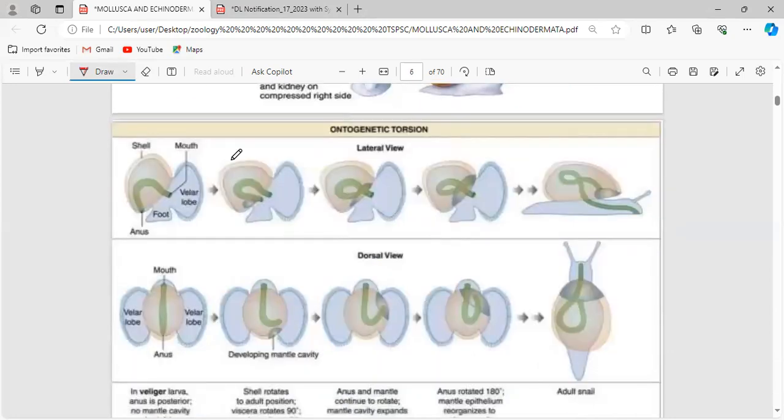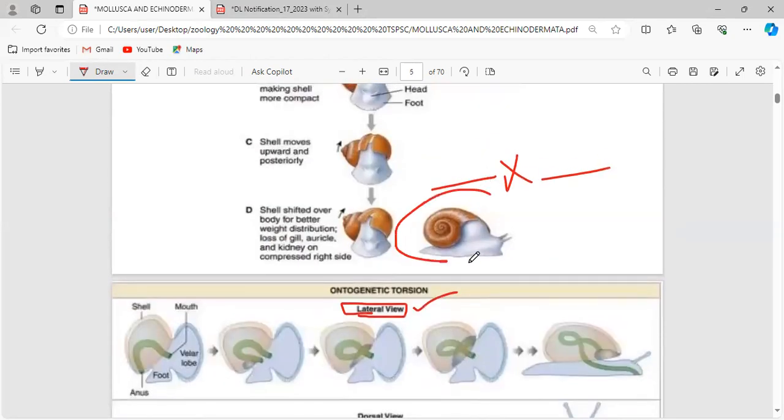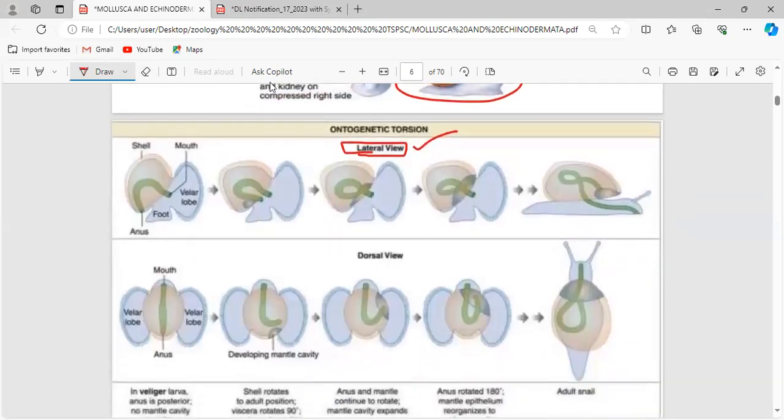And coming to the torsion. This is the lateral view of an organism, a snail. Lateral view is nothing but a sideways view. And this is the dorsal view. This will be the anus region and this is the shell, and in front of it we will have the mouth, and this is the foot region on the ventral side.